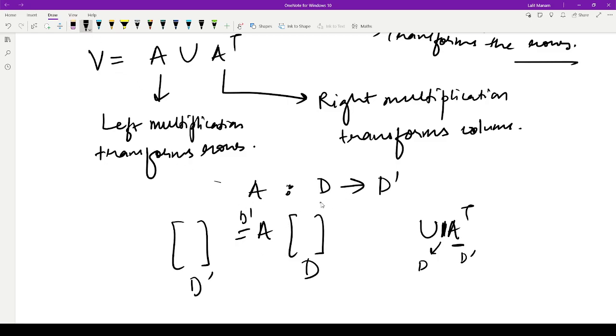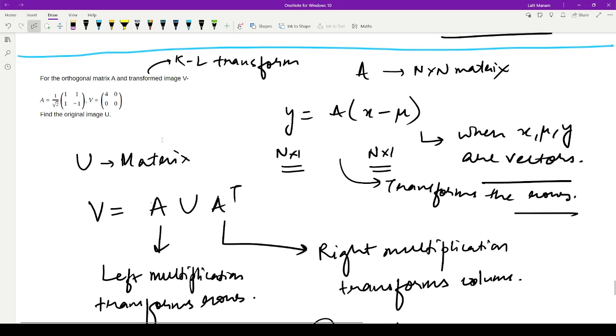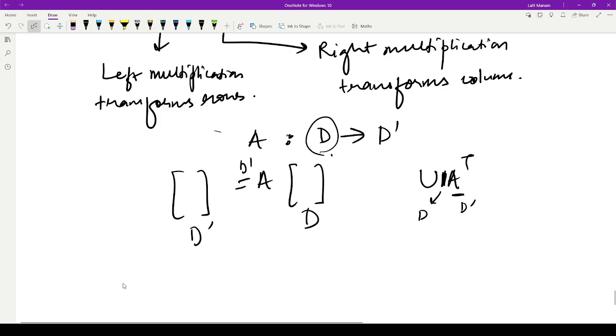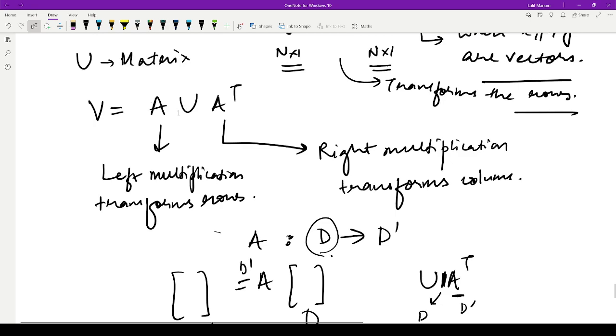So the input domain should be the same. So U is the same input domain, but since you have taken columns, you have to multiply it by A transpose. So your effective transformation looks like this: V equals A U A transpose. What you are given in the question is V and A. So what is the relation between U and V now? I can write U as what?